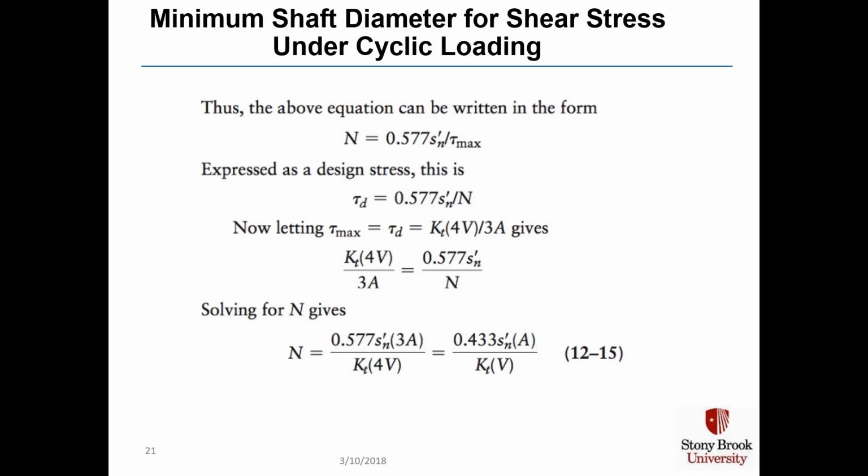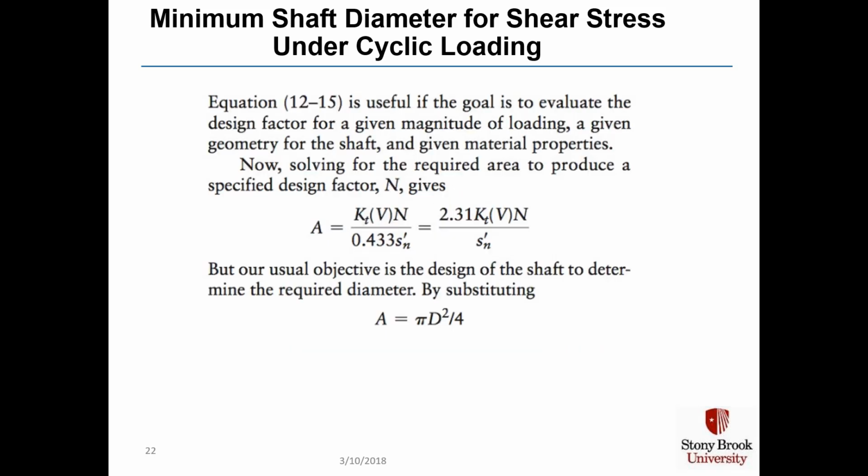So when we do some rewriting of these various algebraic equations, what we can find is that if we let tau max equal the design stress, we then create an equation that says K sub t times 4V over 3A is equal to 0.577 S prime n over n. And then we can solve for n, and n equals 0.433 of S prime n times the area divided by the stress concentration divided by the shear. So that's a pretty useful equation if the goal is to evaluate the design factor.